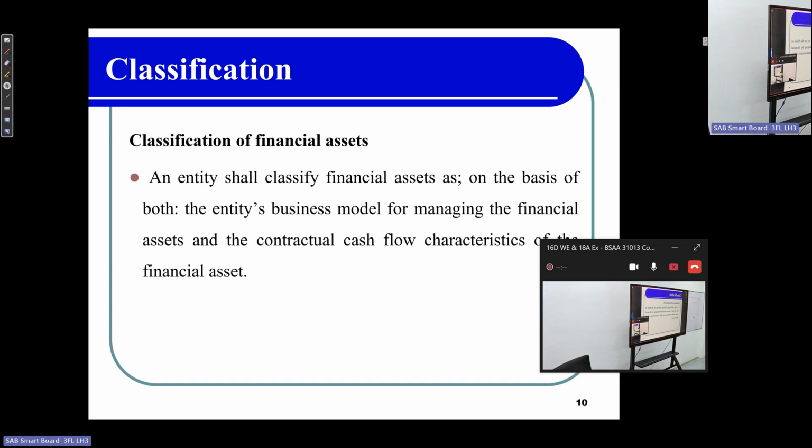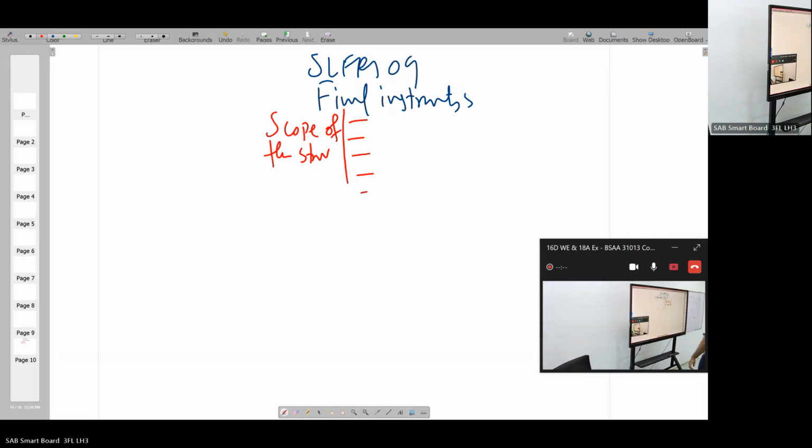Right. Now let me find out what the financial assets are. Okay, tell me, what are the financial assets? Examples.